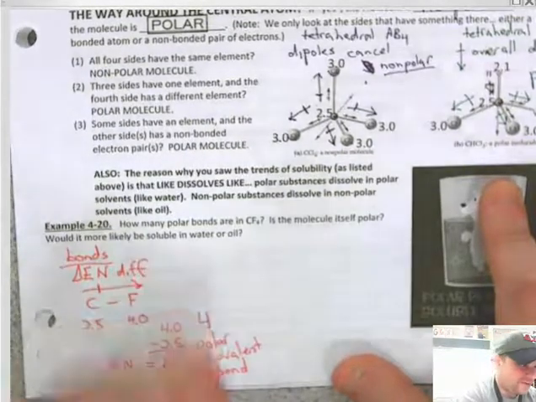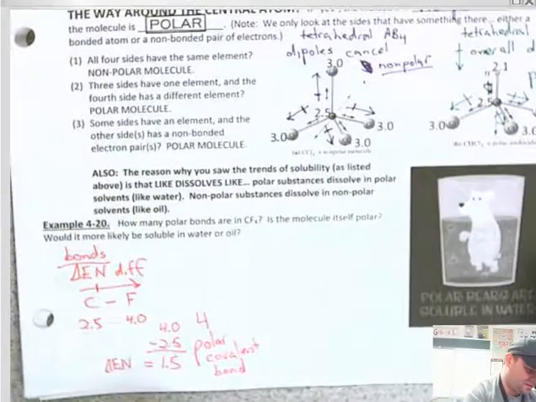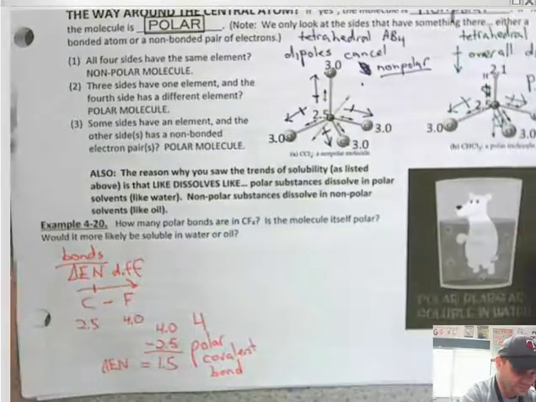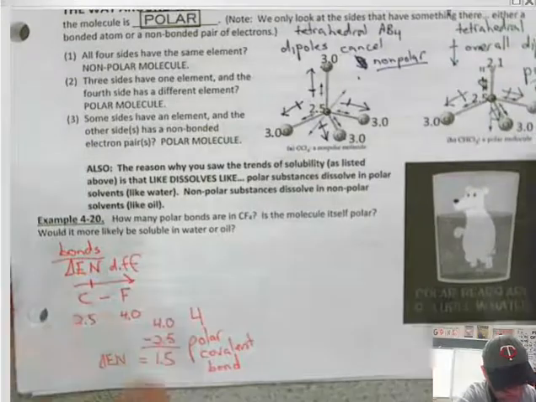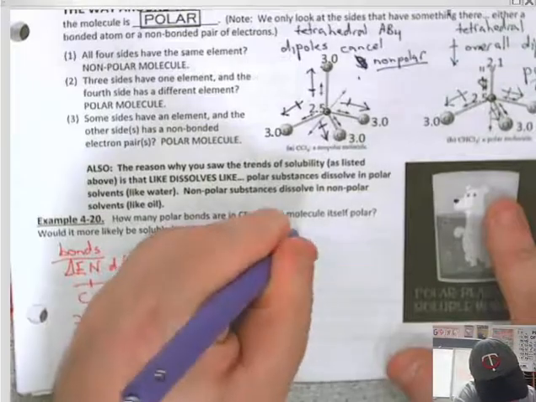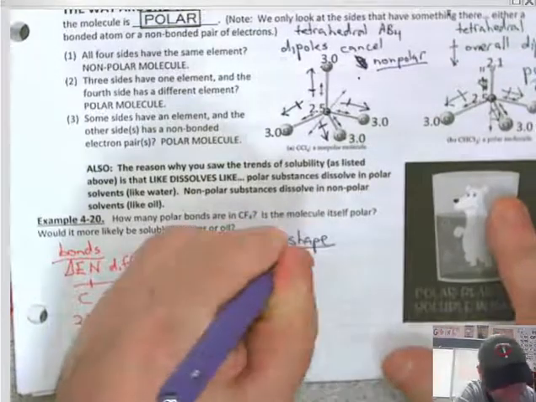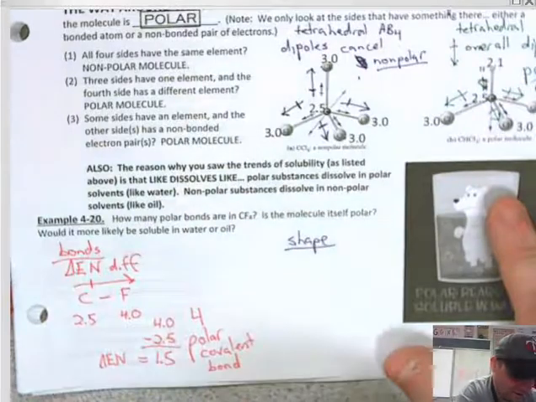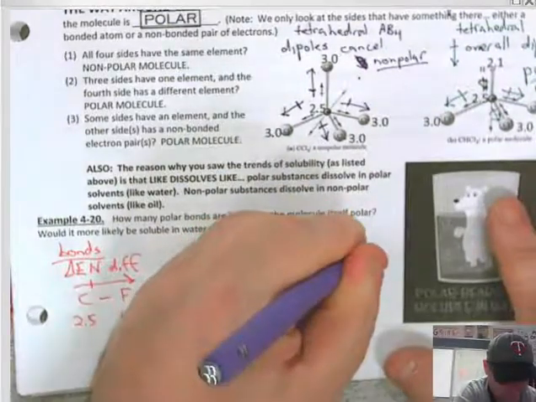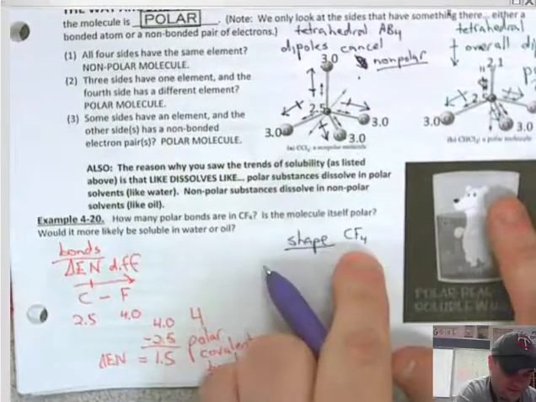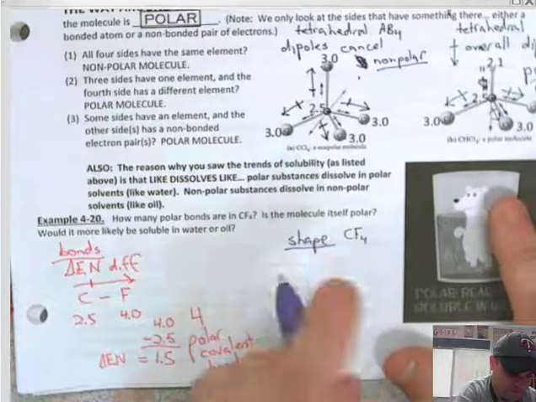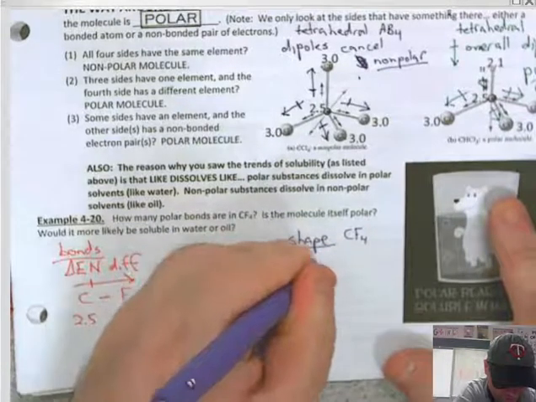And there are 4 polar covalent bonds. Now we have to do the shape of carbon tetrafluoride. Fluorine has 7. 7 times 4 is 28, plus 4, we're going to draw 32 valence electrons.